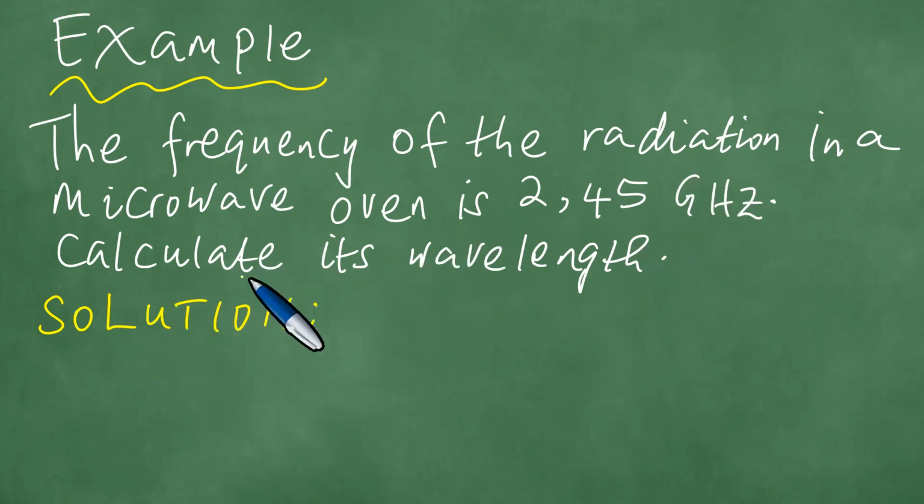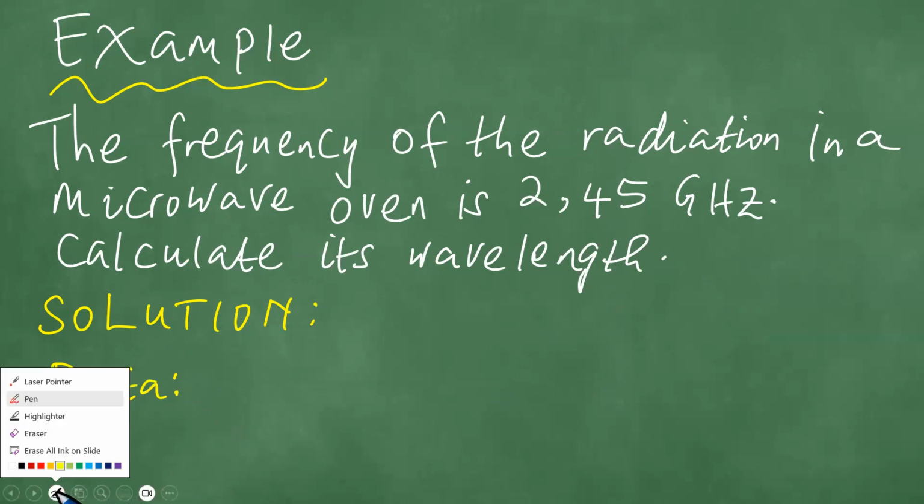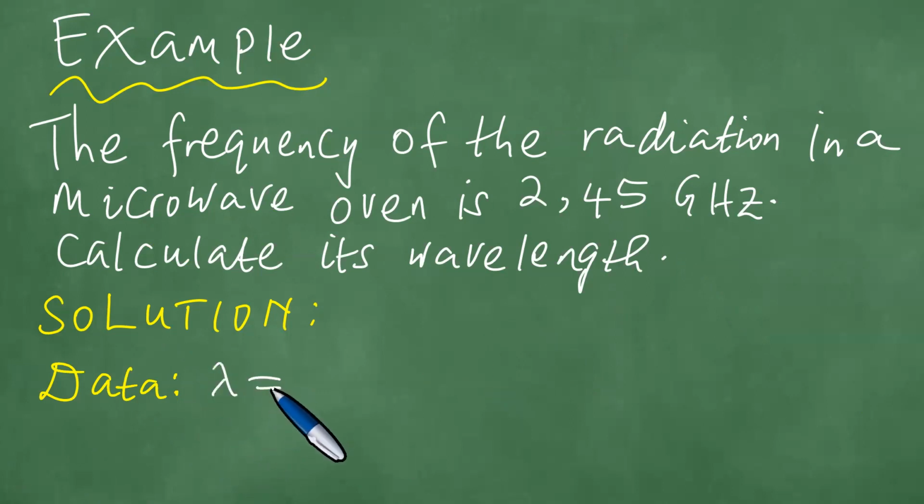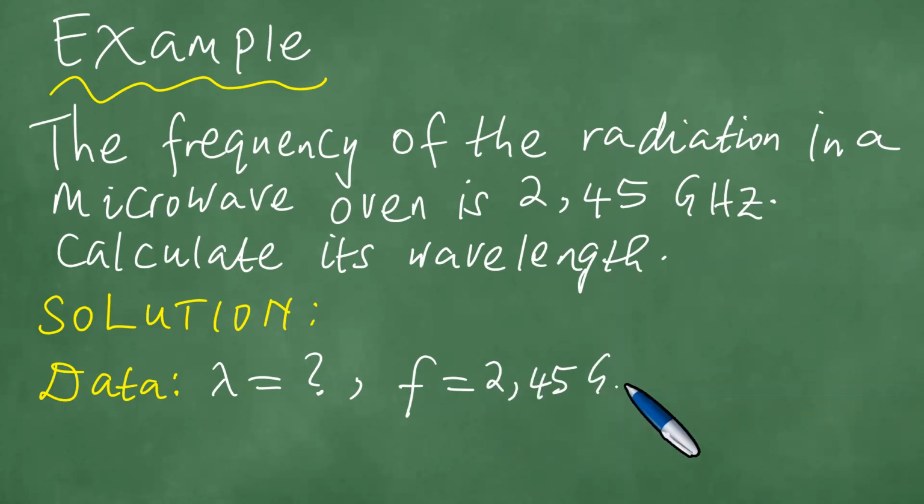Okay, the frequency of the radiation in a microwave oven is 2.45 gigahertz. So at this point, they are saying we need to calculate its wavelength. So we note the data, so that lambda is what? Okay, they are saying calculate the wavelength, so the wavelength equals a question mark. But the frequency of radiation in the microwave oven is this. What is the frequency? So the frequency is 2.45 gigahertz.